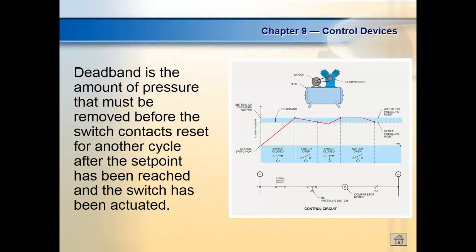And it's usually SCFM, standard cubic feet per minute, because the flow rate varies with altitude. So the higher you get, the flow rate would be different. So that's usually at sea level.